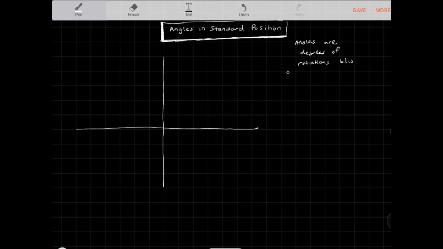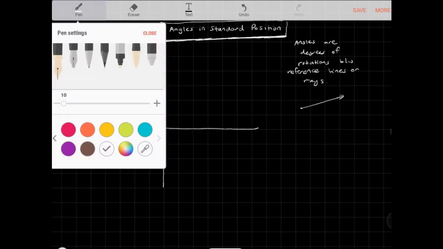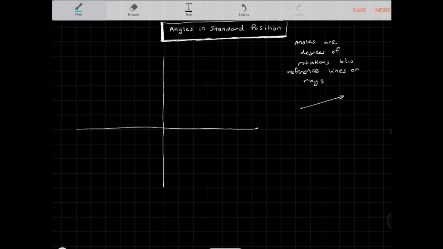between reference lines or rays. Okay, and a line we can understand is basically just like a straight edge, right? We're specifically looking at line segments, but a ray here is basically just like an arrow. Okay, and we're going to basically be looking at rays, and the two rays that we're going to be looking at is one of the rays is positioned on the x-axis. We're going to call this ray the initial arm. So this is the initial arm.